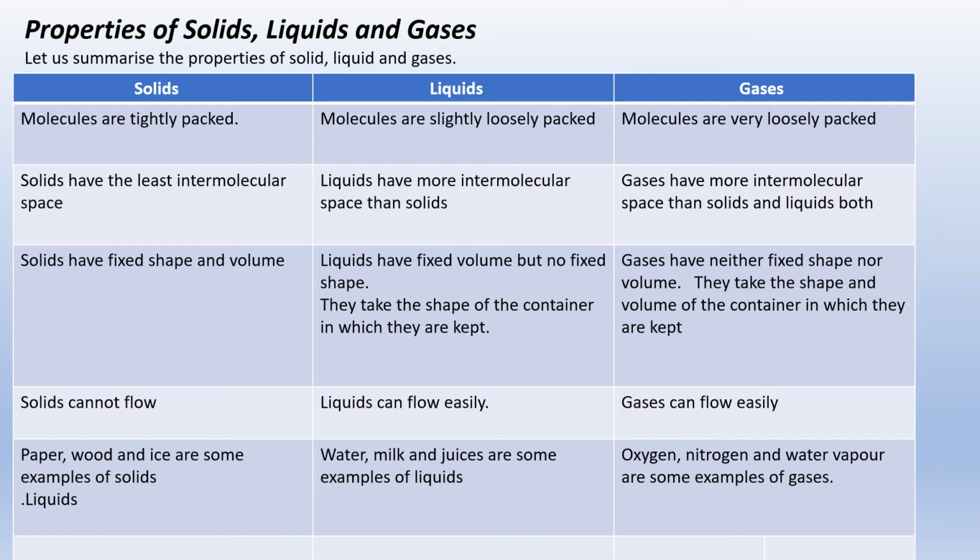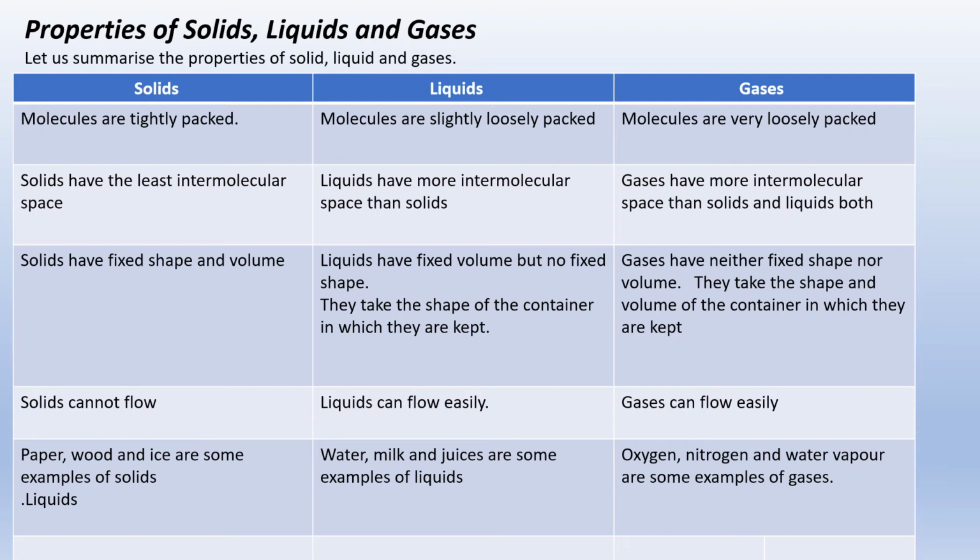Solids have fixed shape and volume. Liquids have fixed volume but no fixed shape. They take the shape of the container in which they are kept. For example, if we have a glass of water, if we pour the same water in a bowl, it is going to take the shape of the bowl. So that's how they take the shape of the container. They do not have their own fixed shape.